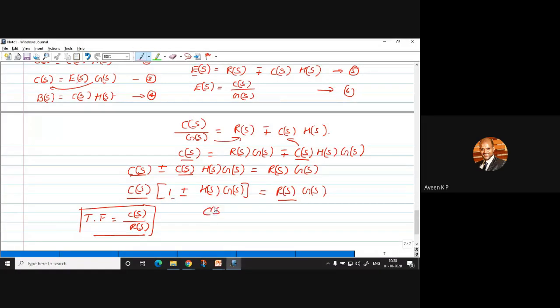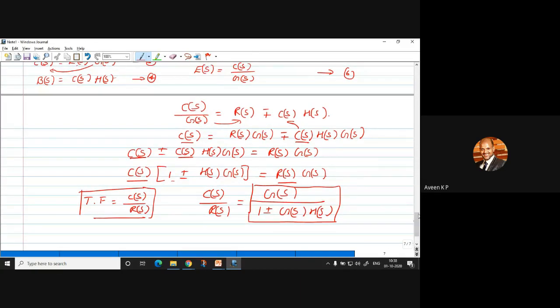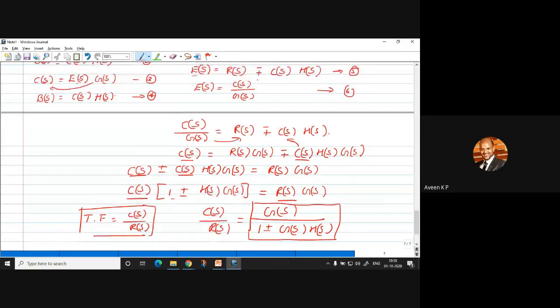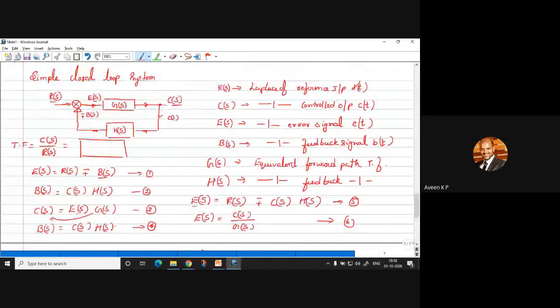So what will happen? C of S by R of S, that is equal to G of S by 1 plus or minus G of S, H of S. This will be your transfer function of a simple closed loop. Okay. So for this, in case if you find this simple closed loop as a block diagram, within the block diagram, straight away you can write.